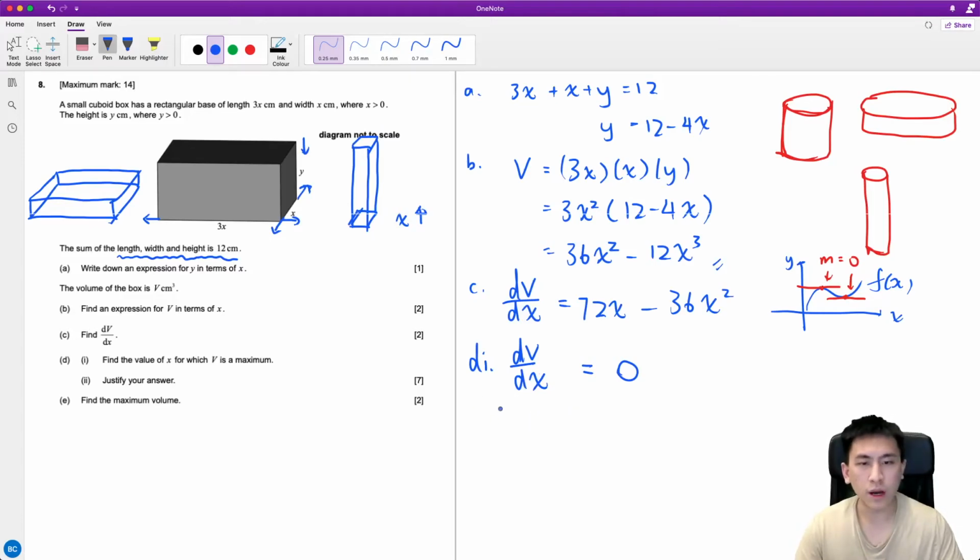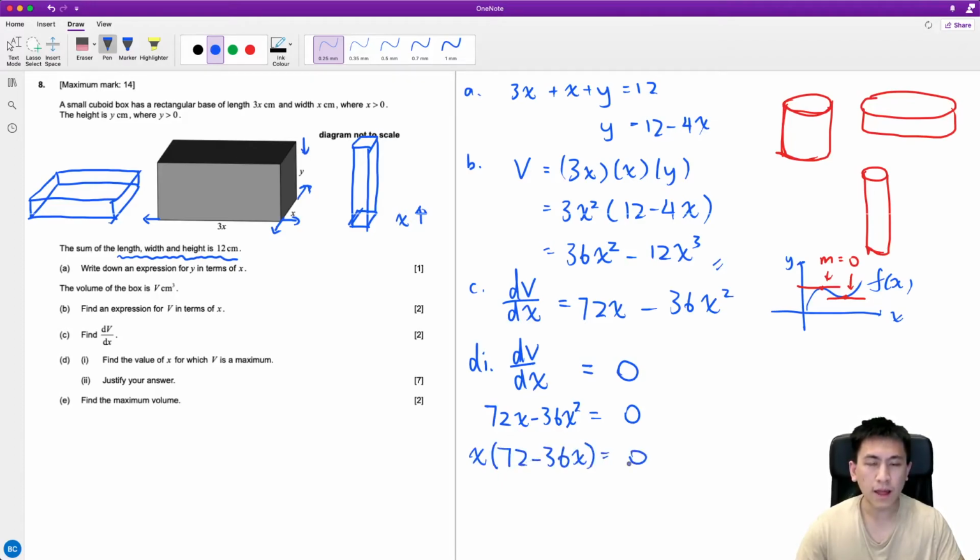So of course we go ahead and do it. 72x minus 36x squared equals 0. Now, the way to do this question, a lot of people will go straight ahead and cancel an x, divide by x. But the more rigorous way is to factorize out x, giving x times (72 minus 36x) equals 0. And then x equals 0. Please don't forget this solution. A lot of people simply say, okay, I'm just going to divide x on both sides. But remember, x could also be 0, right?